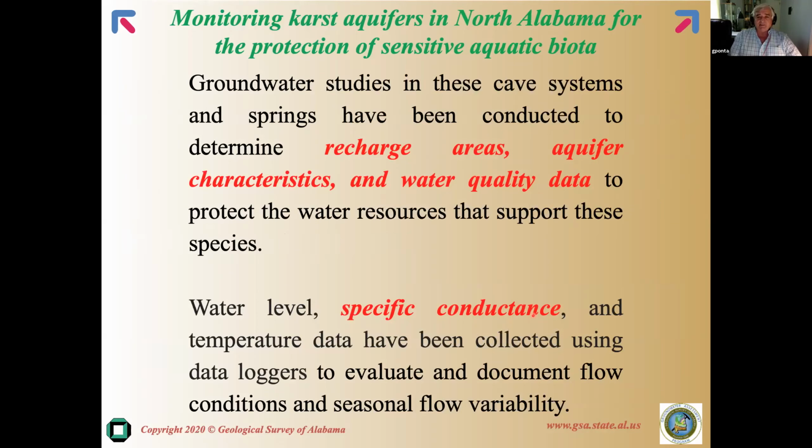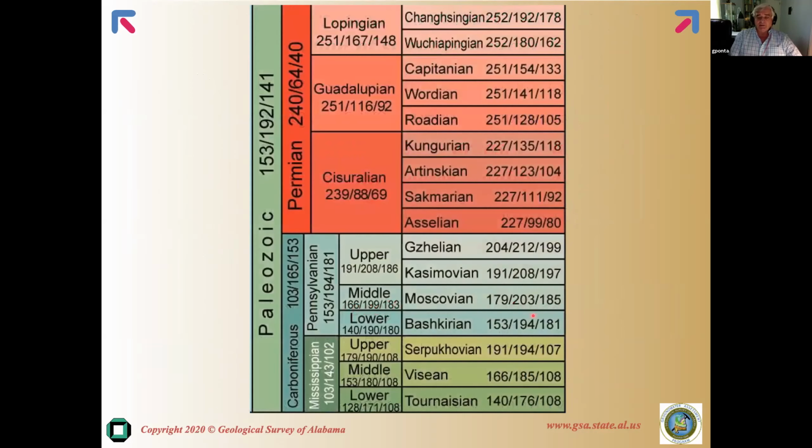Groundwater studies in all these cave systems and springs have been conducted to determine the recharge area, aquifer characteristics, and water quality data to protect the water resources that support these species. Water levels, specific conductance, and temperature data have been collected using data loggers to evaluate and document flow conditions and seasonal flow variability. All these rocks where these caves are located are Carboniferous rocks, or in US terms, Mississippian rocks.